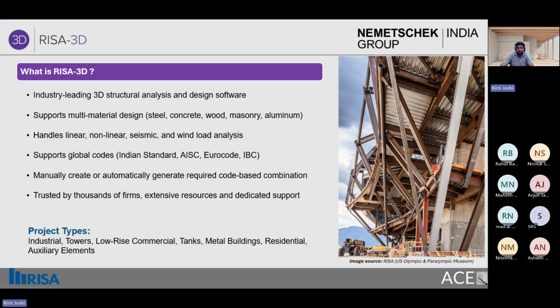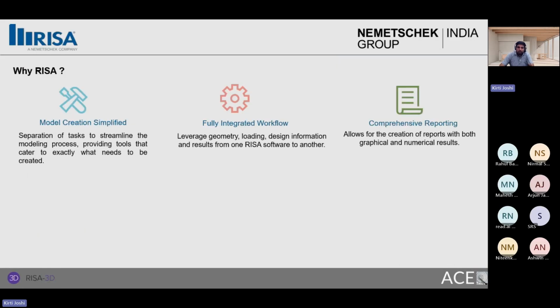It's of the US Olympic and Paralympic Museum. This is carried out in RISA 3D and is analyzed. RISA 3D is used to analyze its complex spiral geometry and multi-level concrete and steel structure. So here I have highlighted some points on why engineers prefer RISA.